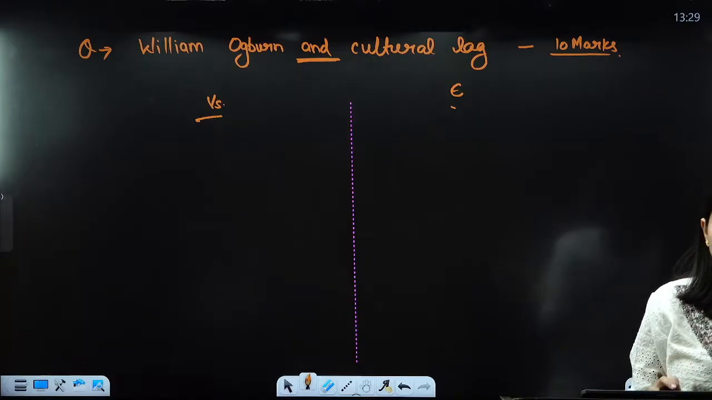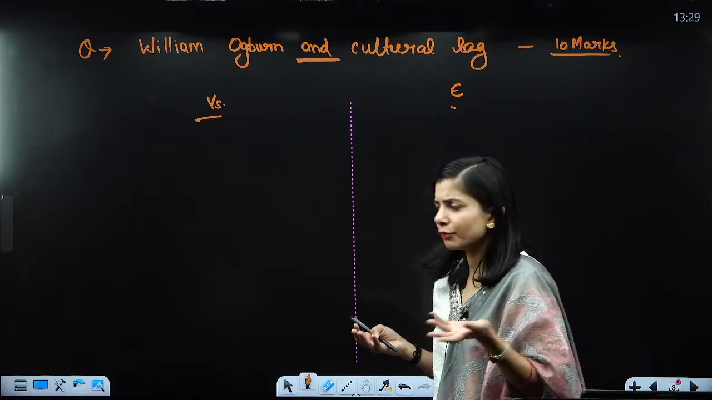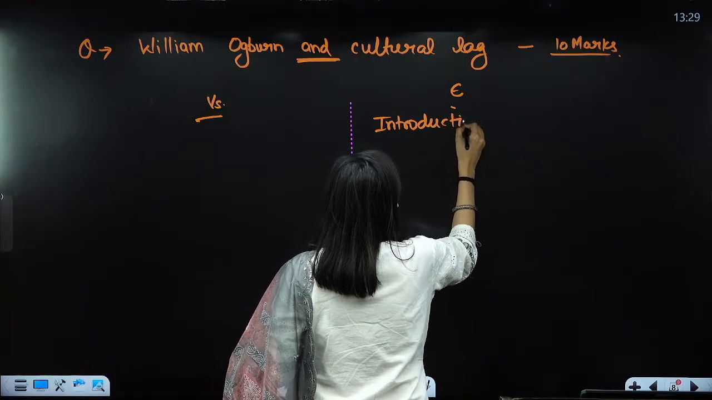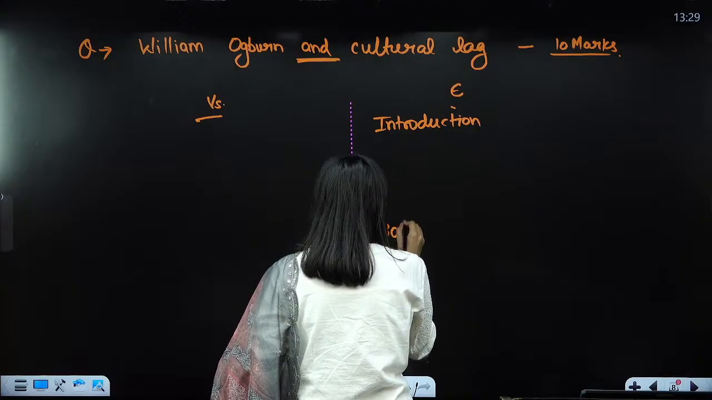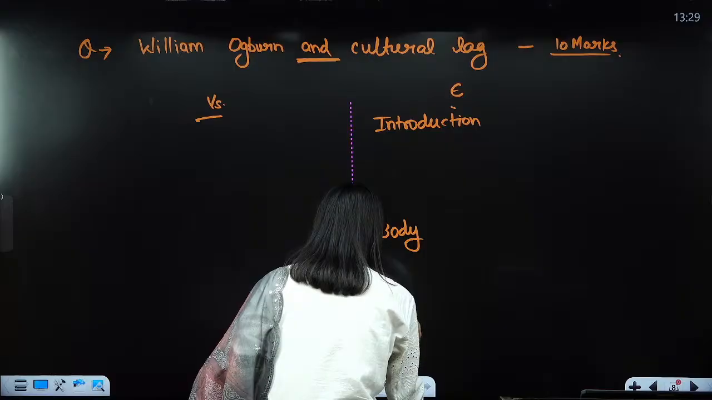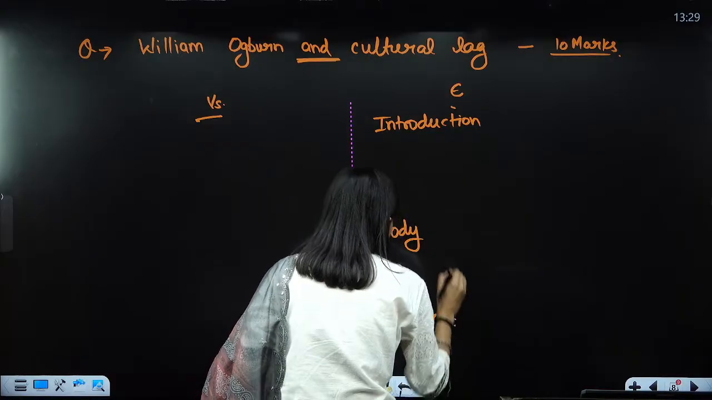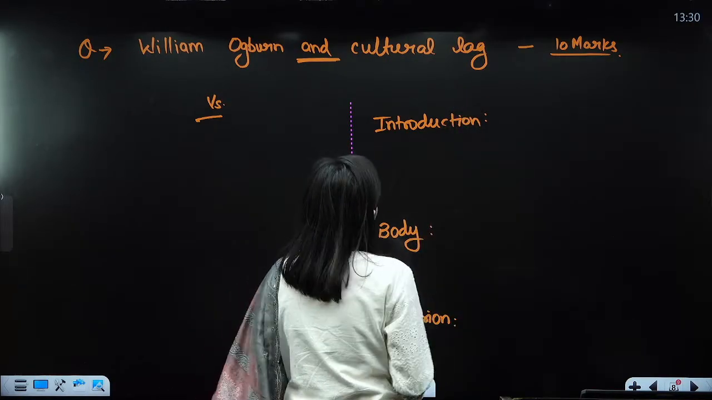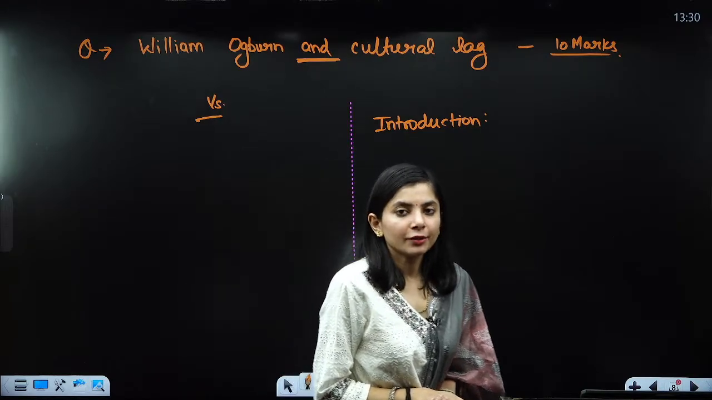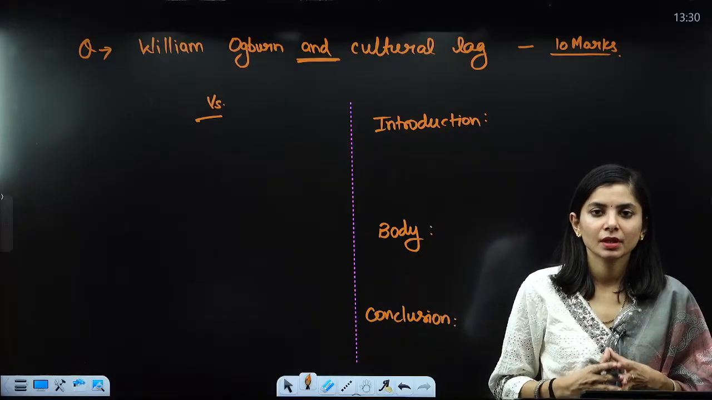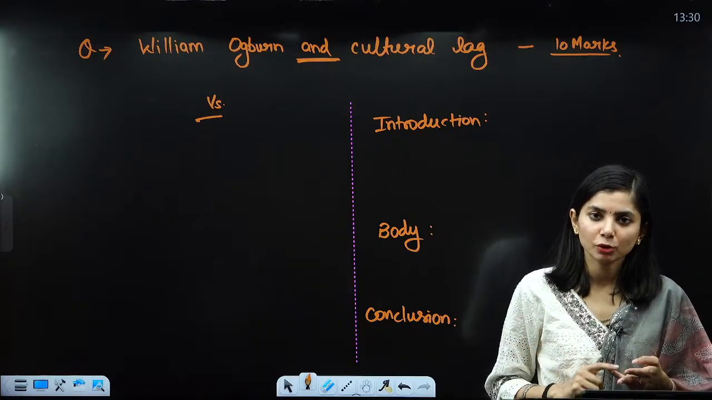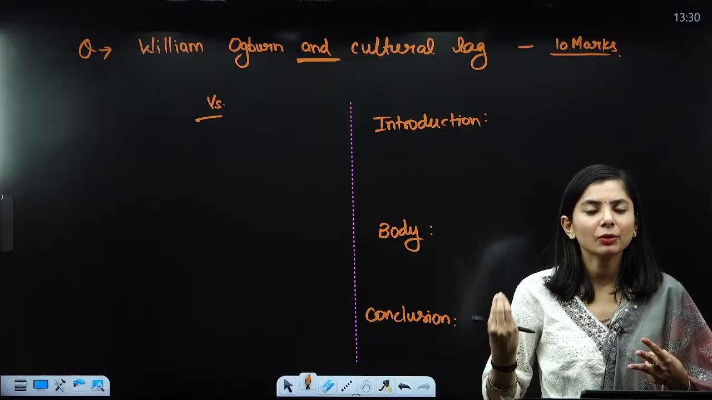Now, a simple approach, which all of you are aware of: introduction, then body, and then conclusion. In the introduction part, there are different ways. First way, simply start with the meaning of the term. Second way, mention the anthropologist. Third way, mention a current example or something.